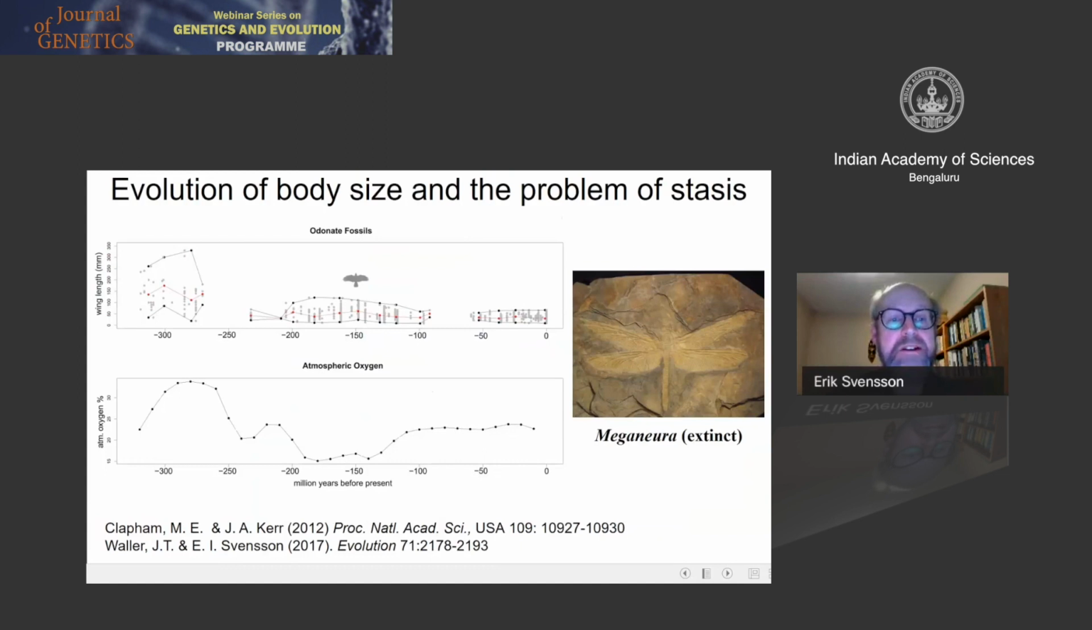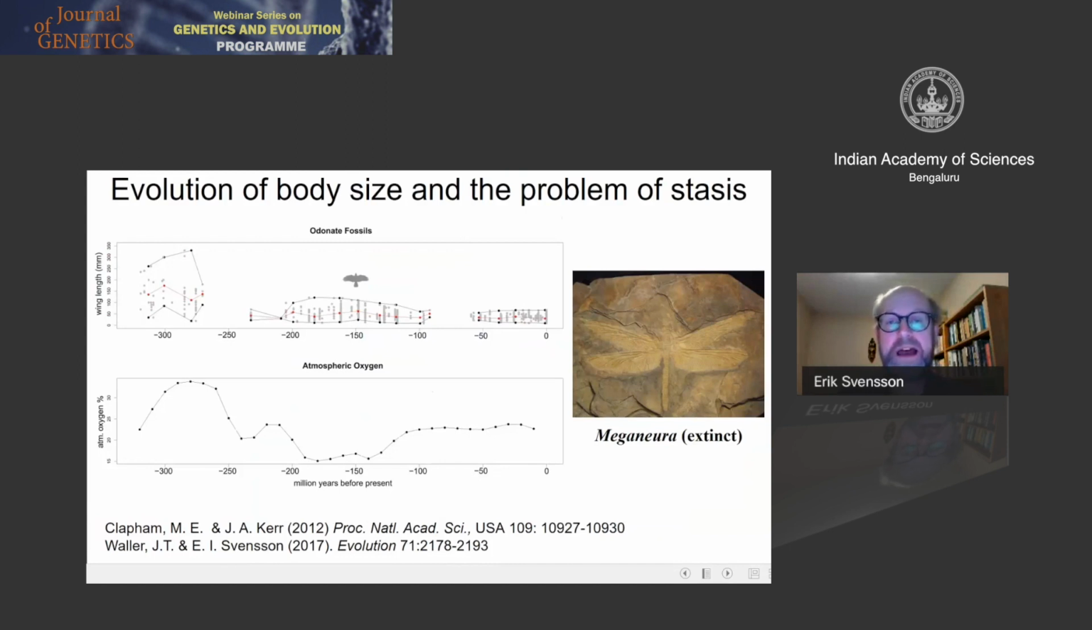And as you can see, the odonates were much bigger about 300 million years ago during the Carboniferous period, and then mean size decreased, and then they have remained largely the same size for the last 150, 200 million years. And in the lower graph, you see reconstructions of the atmospheric oxygen levels. Oxygen levels were actually above or around 30% 300 million years ago, and then started dropping, and they became very low, around 15%, 200 million years ago, and then started increasing from 150 million years ago and onwards. So in general, body size evolution in odonates seemed to follow the atmospheric oxygen levels.